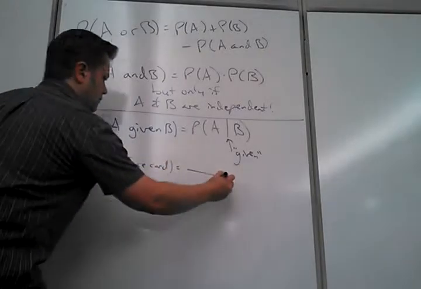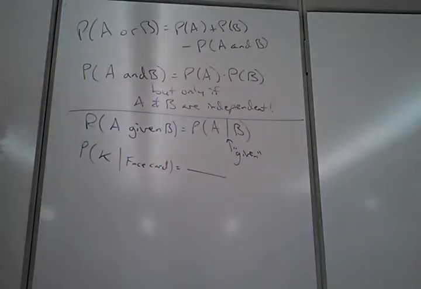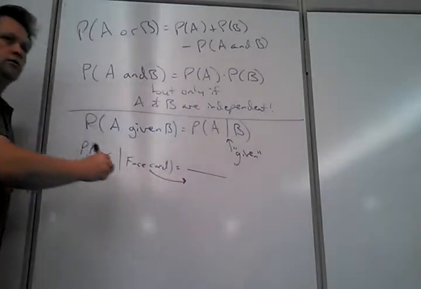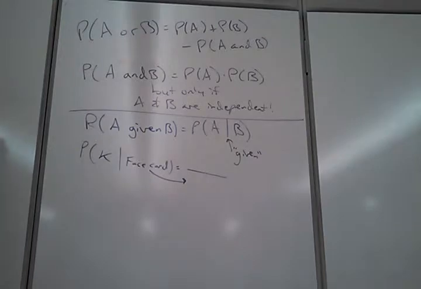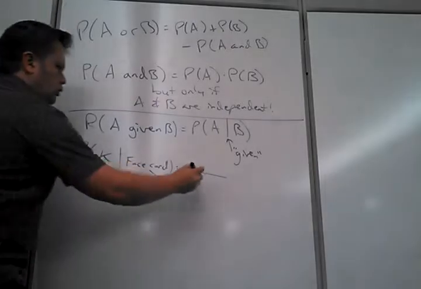What would go on the bottom? 12, because it's face cards. This is how many face cards there are, right? So the bottom is always going to be related to what I know. Makes sense. That's why if I don't know a thing, the bottom is everything. I've got to cover myself and just say everything could happen. Here I know it's a face card. Only 12 things can happen.